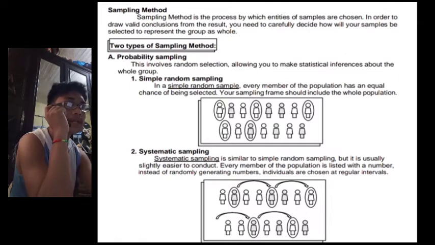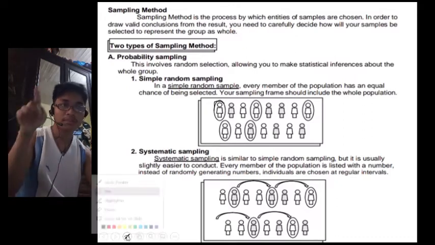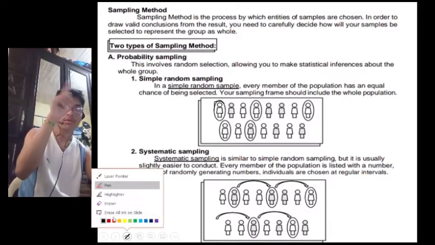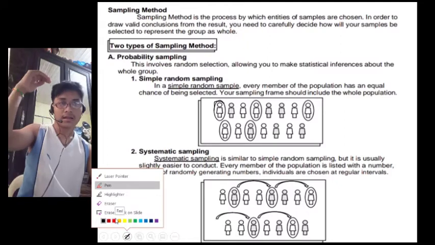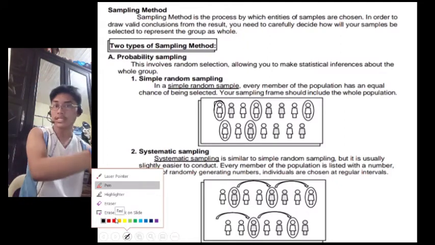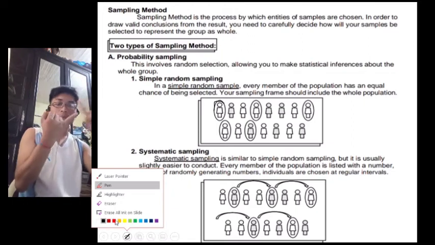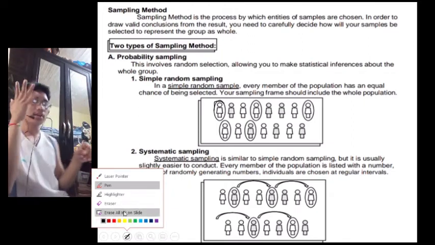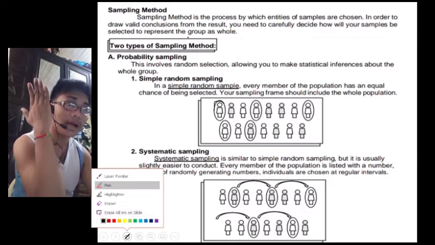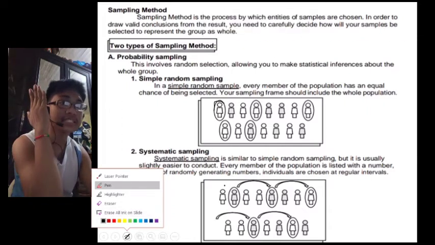Halimbawa, paano ba kayo nagka-counting ng groupings sa face-to-face class niyo? 1, 2, 3, 4, 5, gano'n. Hanggang sa dadaan sa 5 para makatungtong ulit sa 1. Then 5 ulit, 1. Sorry, 5 pala. So, ganun lang sa systematic.